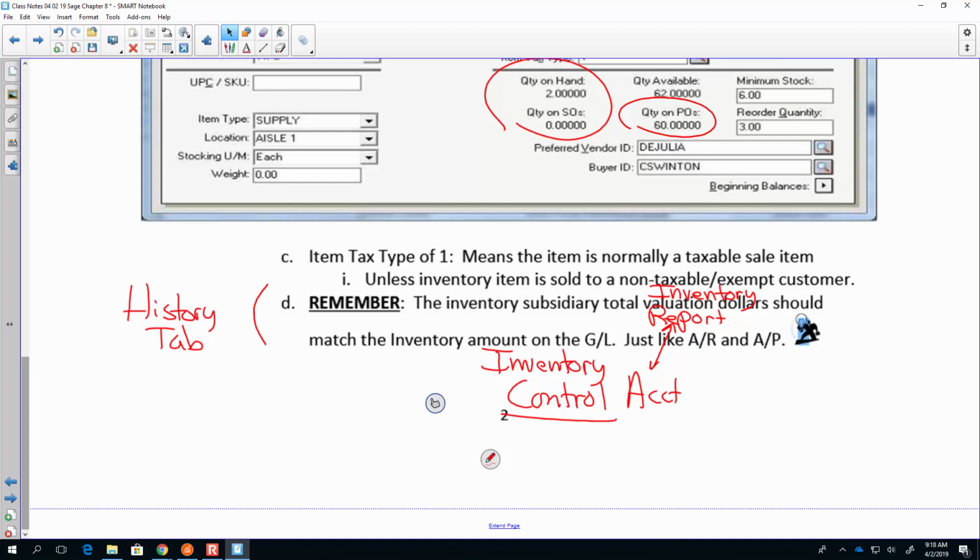So here again, if I use the history tab to put in beginning balances, this will not affect the control. Just like with AR and AP, it doesn't affect that control account. So we'd have to again make an adjusting entry like we would in AR and AP.